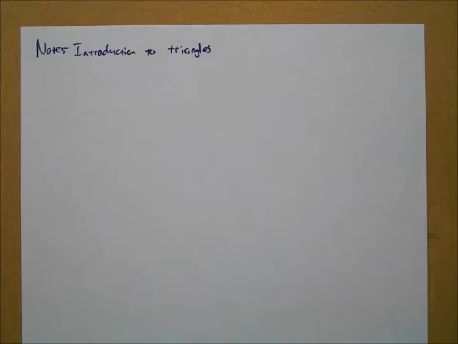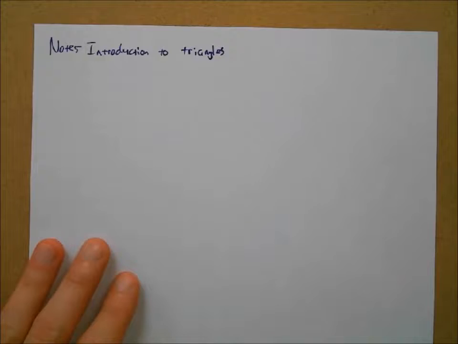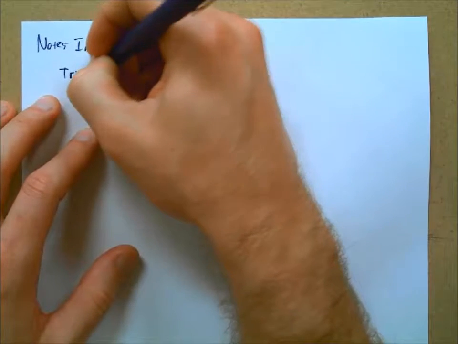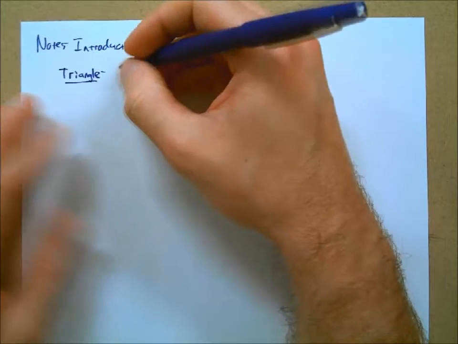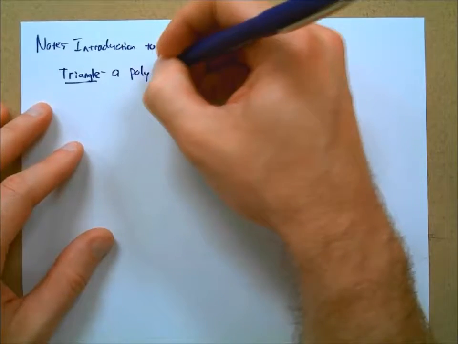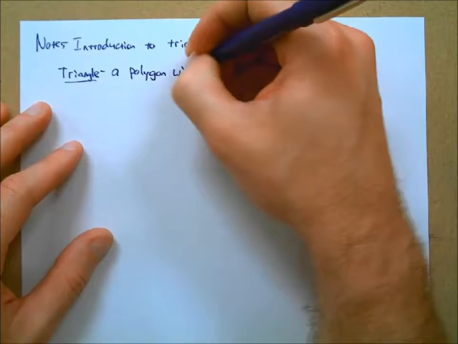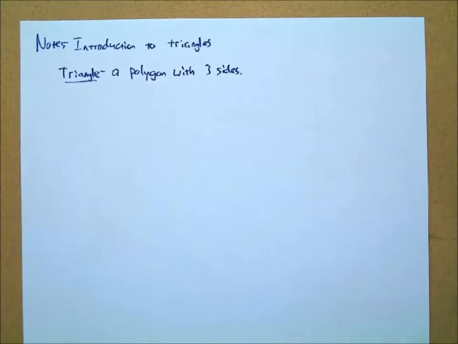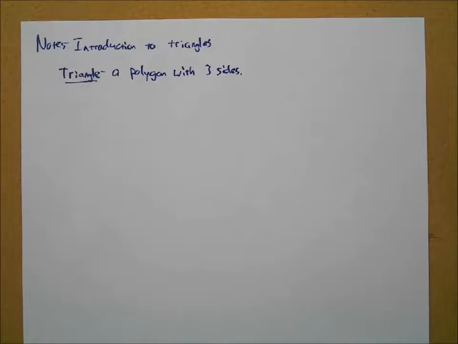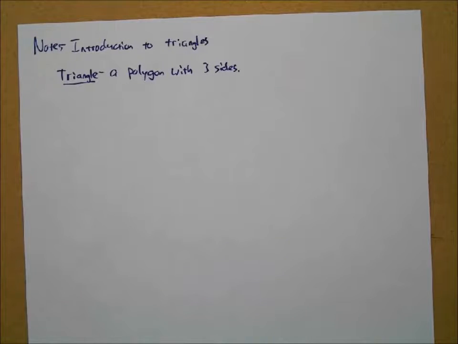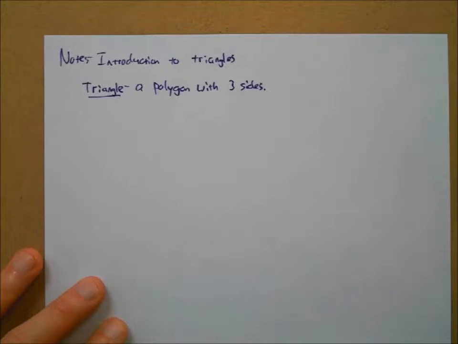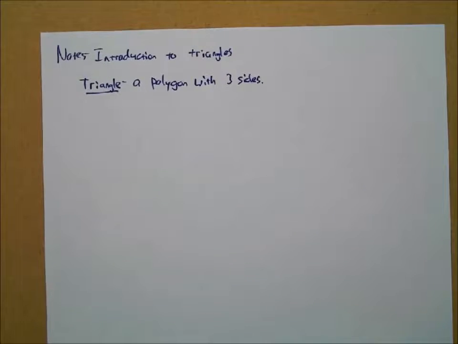So, we're going to start out with defining a triangle. A triangle is a polygon with 3 sides. We'll look more at other polygons in a later unit, but right now we will stick to just triangles, so just 3-sided polygons. We'll then have a whole unit on quadrilaterals, 4-sided polygons, and then we'll move into other polygons and stuff too.